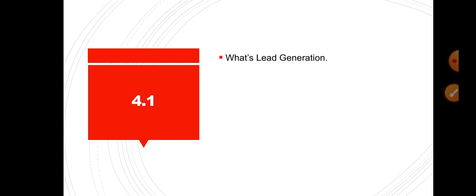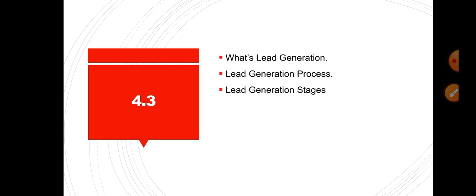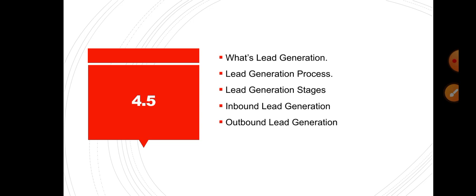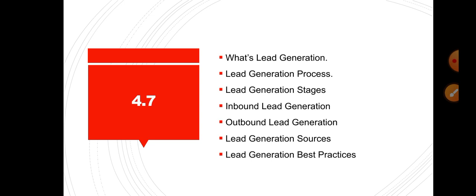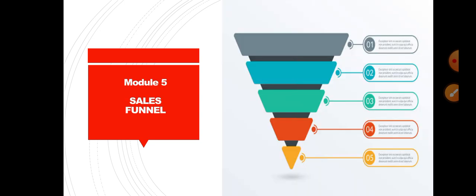So you will learn what is lead generation. Then you will learn the lead generation process, then the lead generation stages, and then one of the types of lead generation is inbound. That's what you are going to also be learning. Then the outbound type also, you are going to be exposed to it. Then lead generation sources, and then finally lead generation best practices. So these are what we'll be learning in module 4.